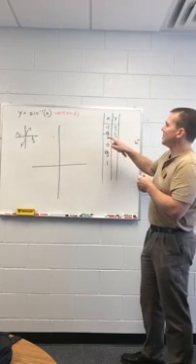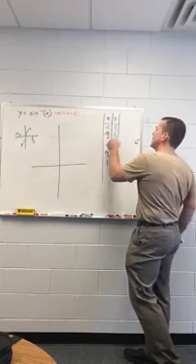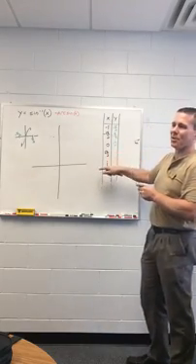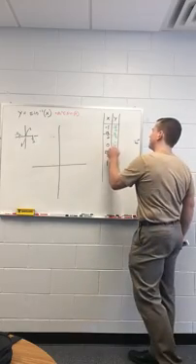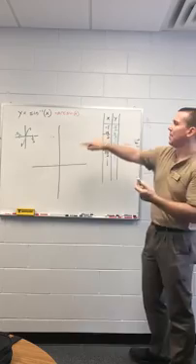If sine is 0, what angle gives me a sine of 0? Well, 0. That one's easy enough. What angle gives me a sine of root 2 over 2? Pi over 4. What angle gives me a sine of 1? Pi over 2.